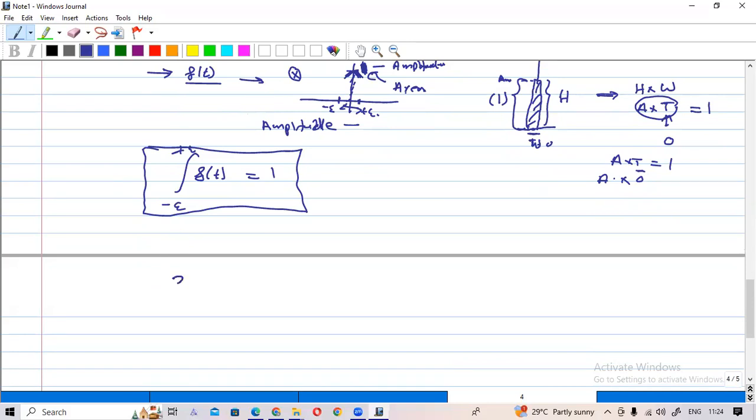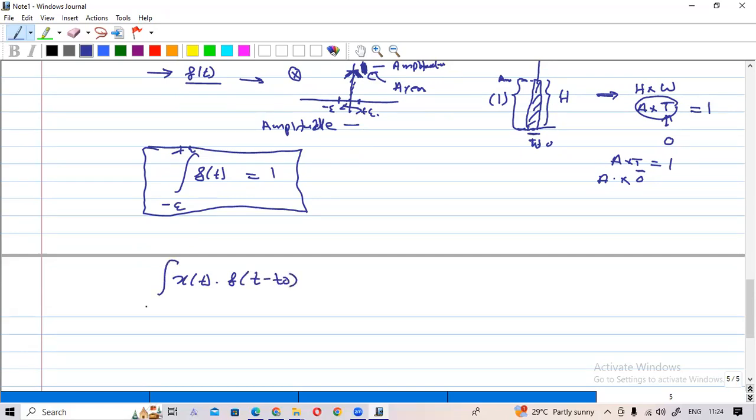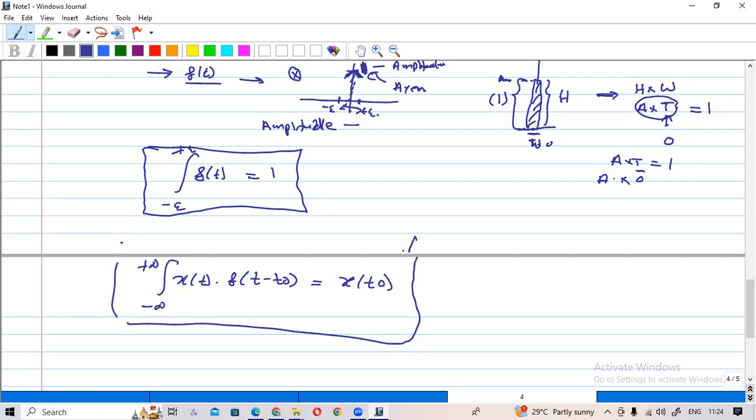And also there are some properties. Maybe you can remember. So if you have any signal x(t), and if you multiply it by delta(t minus t naught), and integrate it from minus infinity to plus infinity, you will get x(t naught). So this is another property. Sometimes it is better to remember this property. For some applications, we have to use this property, but not here for signals and systems stuff. So this is the continuous time unit impulse signal.